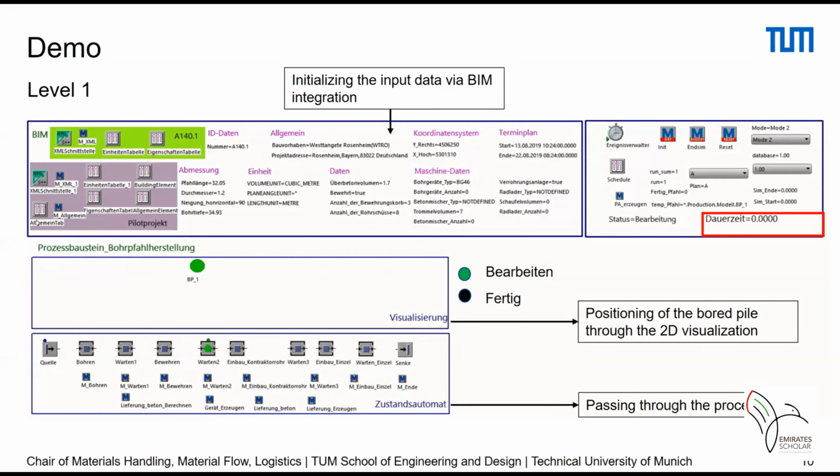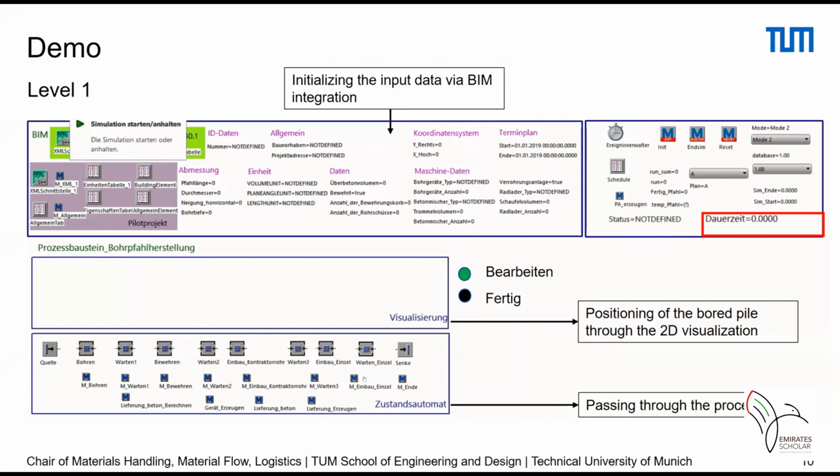We have here the initialization of the input data via BIM, and then in this part we can see the production of the pile, the visualization of the pile, and with these elements, we can see in which state the equipment is. And in the end, if the pile is finished, we have here the duration.